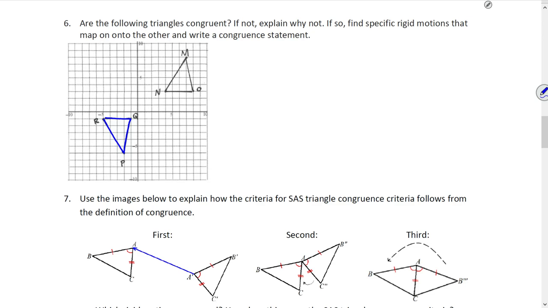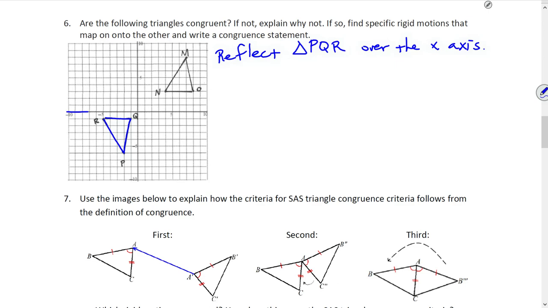I'm going to reflect. I can see that I need to have a reflection at some point. So I'm going to reflect triangle, I'm just going to call it PQR, that's alphabetical order, PQR over the x-axis. Okay, so I said reflection, I said where I'm starting, I specifically named which line, and you could pick other lines as well, but I'll just pick over the x-axis.